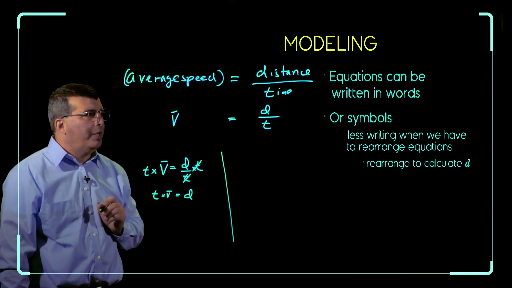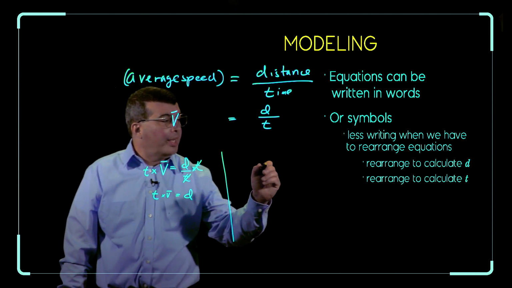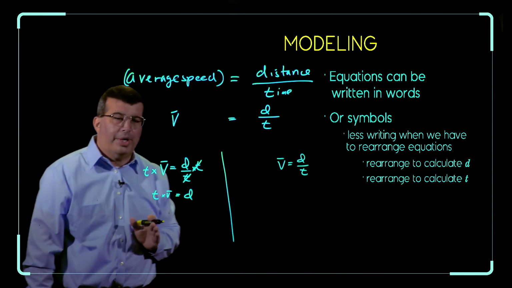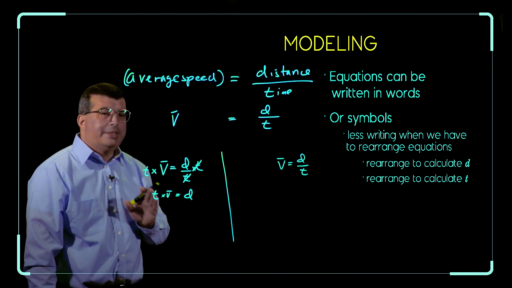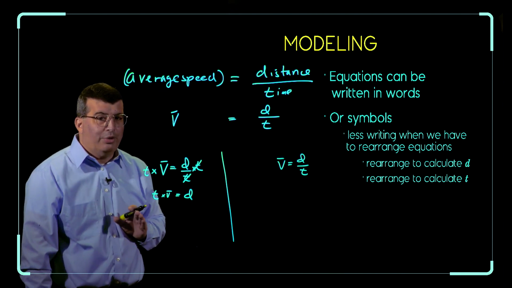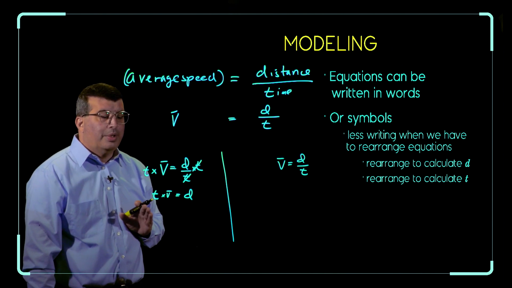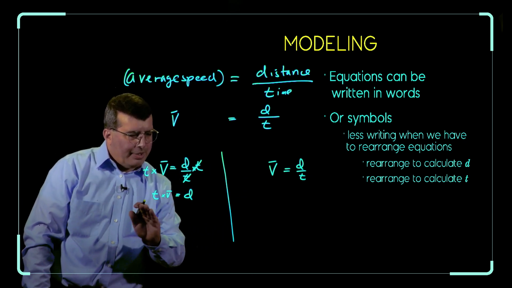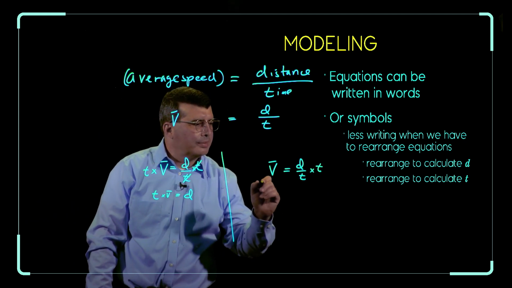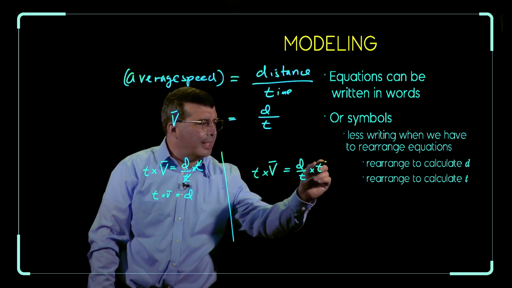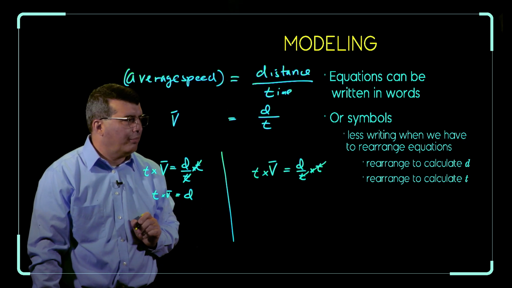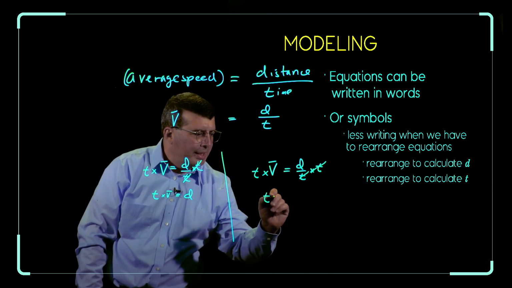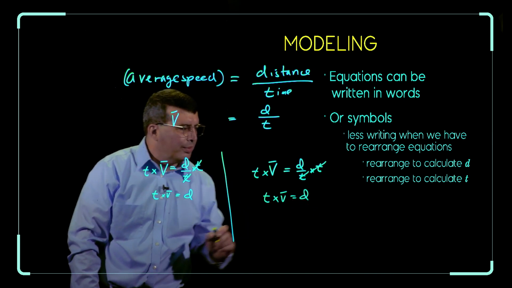Okay, what if I wanted to calculate time from this equation? I would write average speed is equal to distance over time. That's my starting equation. But now I want to get time by itself, and I want time to be in the numerator. So what do we do there? The first step can be the same as what we have down here. We can multiply both sides by time. That cancels out time over here, but it puts time in the numerator over here. So that will leave me with t times average speed is equal to distance.